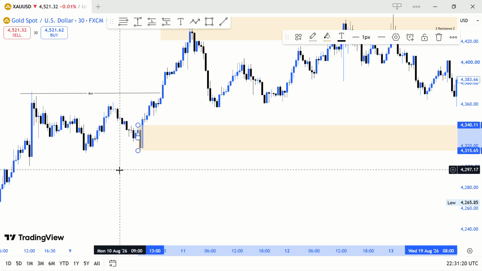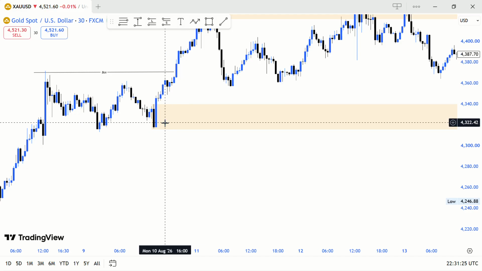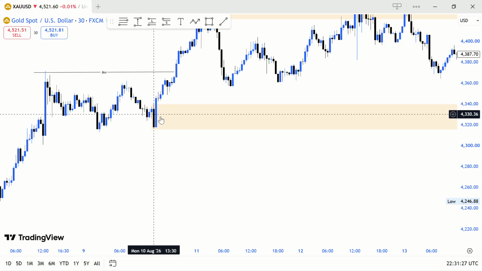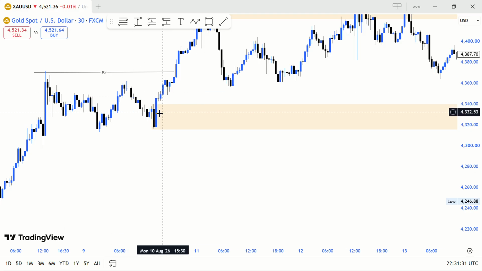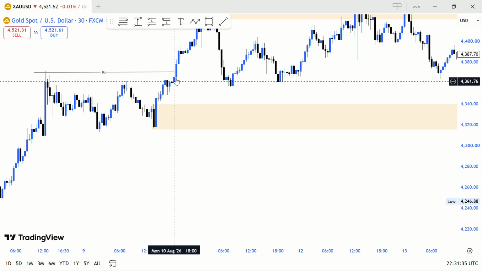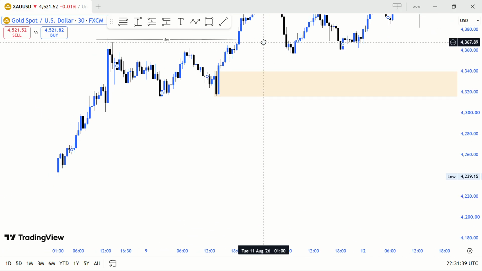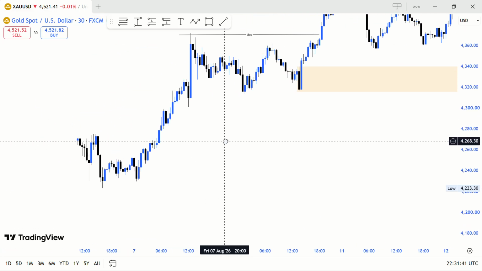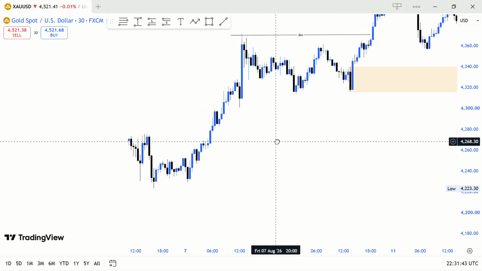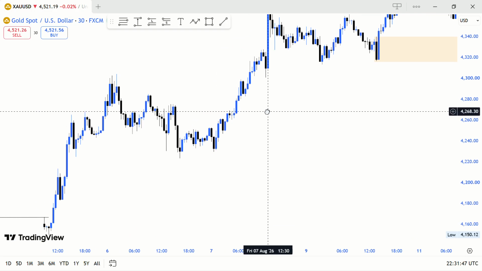Remember our other block, we are looking at the last candle before the massive push to the upside. So if you don't know how to detect your order block, it's always the last candle. The last candle down before the massive push up. So let me give you another example. Let me check for another one.